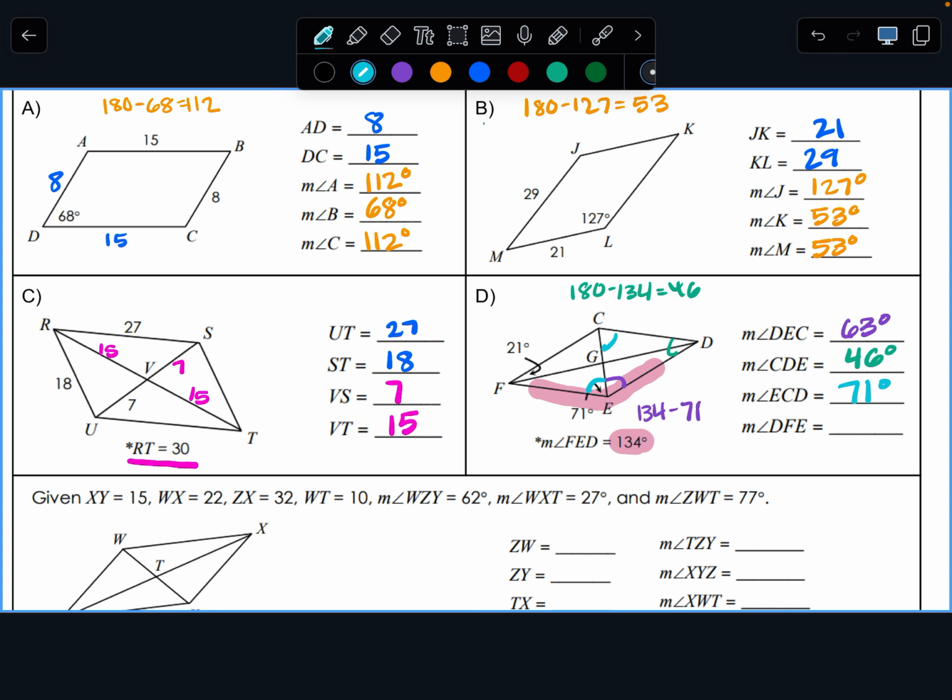And for DFE, this angle here, we know that the opposite side is 46 and we're given 21. So subtract 46 minus 21. 25.